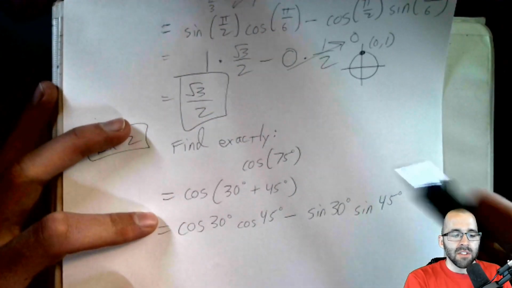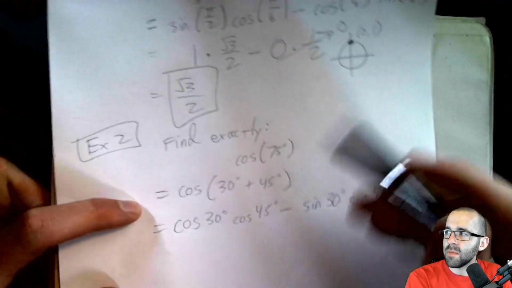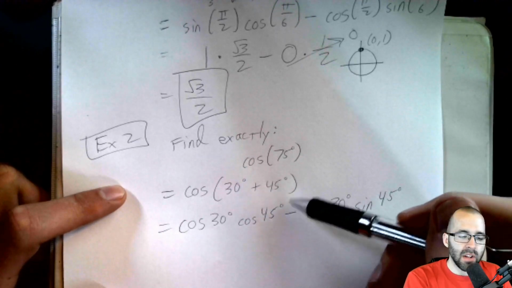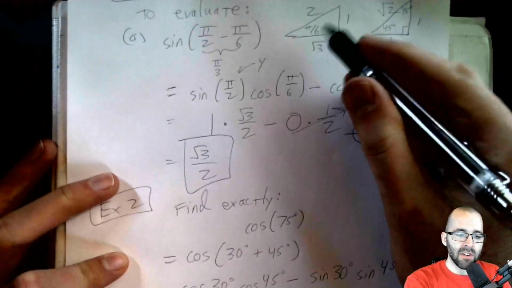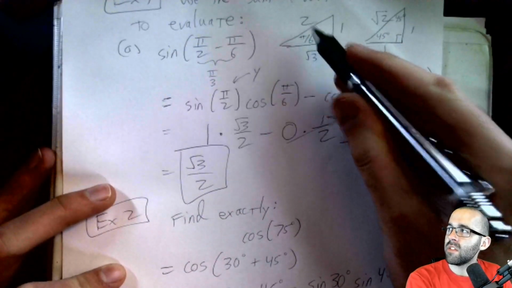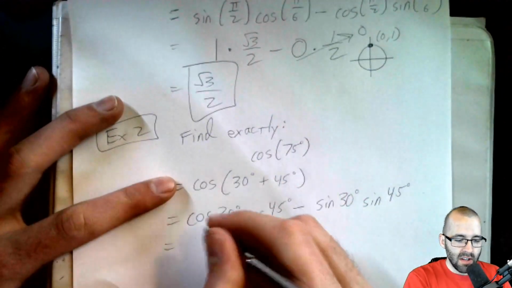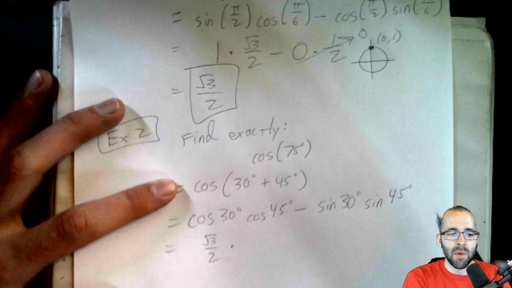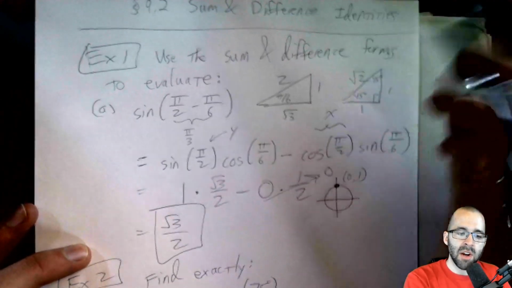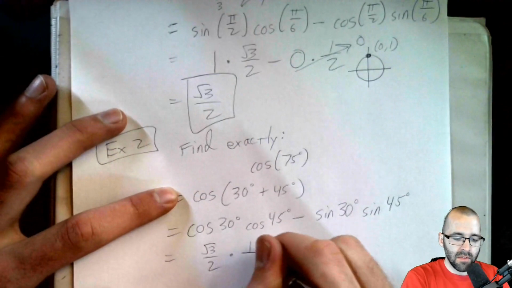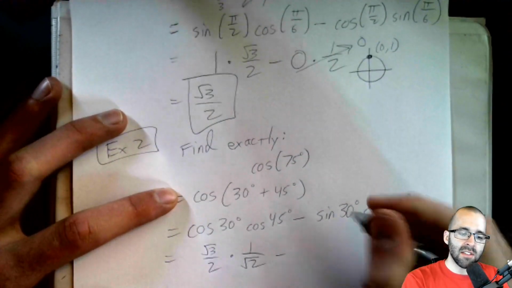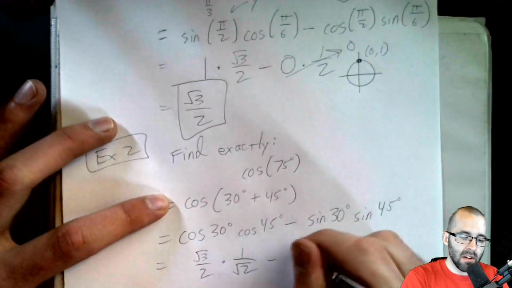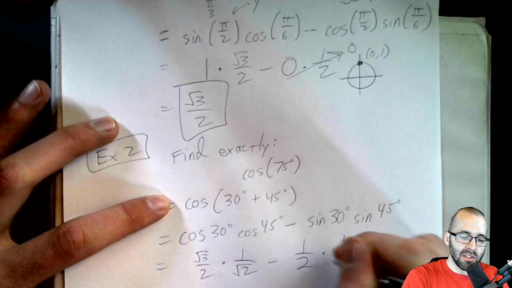Now we just evaluate. So really, for these types of problems, we really only have one step of using the identity, and then it's just evaluating. So again, 30 degrees is pi over 6. Cosine's root 3 over 2, adjacent over hypotenuse. So this first thing is root 3 over 2. Cosine of 45 degrees, again, adjacent over hypotenuse, is 1 over root 2. All right, minus sine of 30 degrees. Opposite over hypotenuse, 1/2. Times sine of 45 degrees, which will also be 1 over root 2.